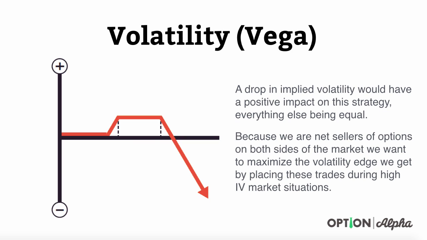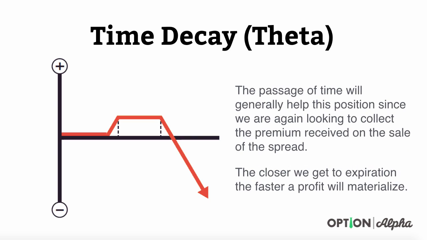As far as volatility goes, a drop in implied volatility will definitely have a positive impact on this strategy. Because we are net sellers of options on both sides of the market, we want to maximize our volatility edge we get by placing these trades only during very, very high market implied volatility situations. Such a key point to remember. We're net sellers on both sides, therefore we have to do the strategy only when option premium is very expensive.